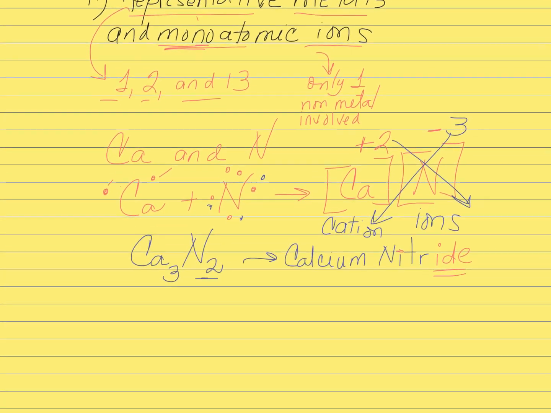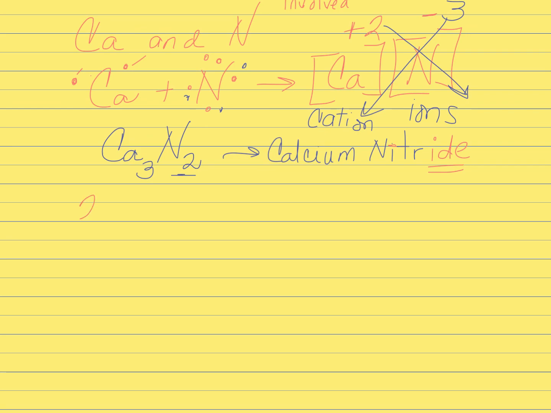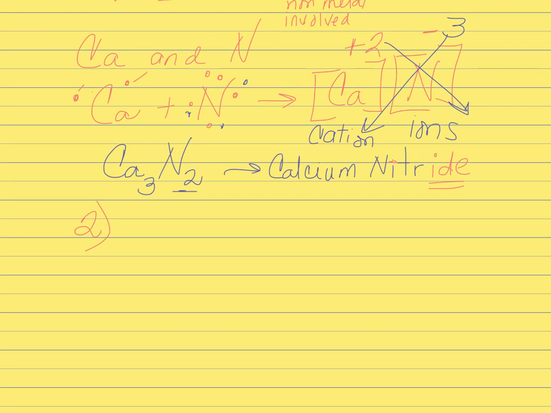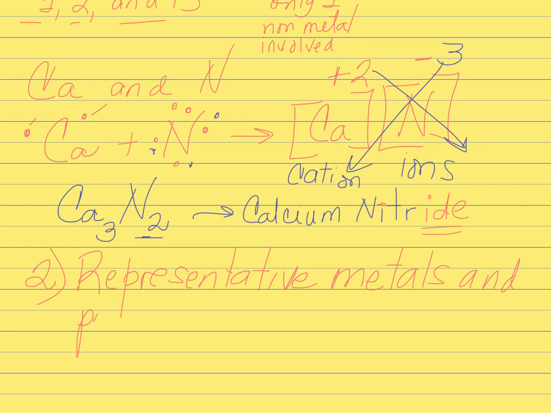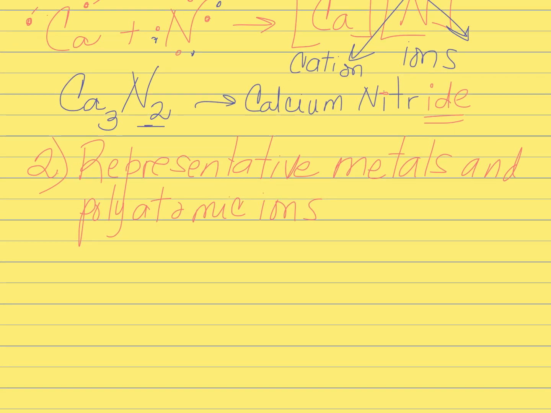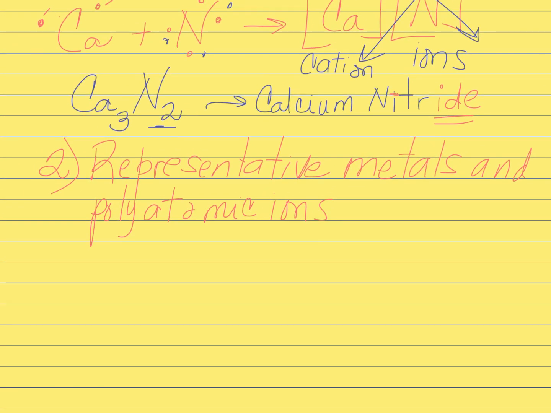Now the second type of ionic compound that we have. We're going to continue with representative metal and polyatomic ions. Representative metals, they are located, as I was telling you before, in group 1, 2, and 13.